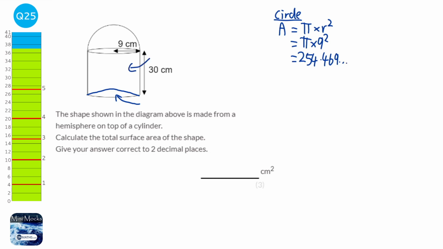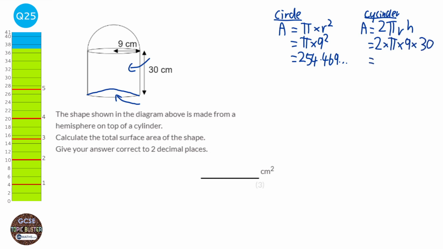Next bit is the curved bit of the cylinder. So we're going to do the cylinder next. And it's just the curved bit, and the formula for that is 2 pi r h. So 2 times pi times the radius, which is 9, times the height, which is 30. And that will give us 1696.460 and so on.